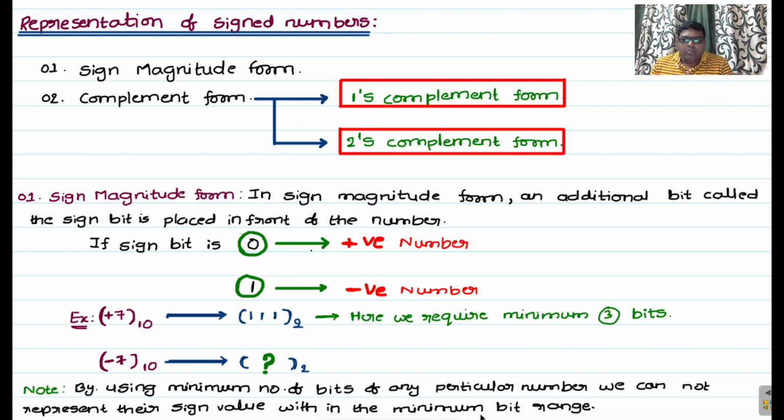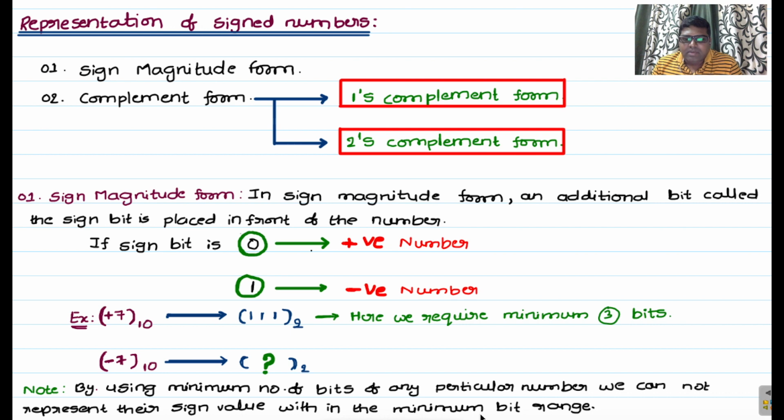Here I will give one statement regarding this minimum bits requirement. By using the minimum number of bits of any particular number, we cannot represent its sign value within that minimum bit range. For example, here we are taking 7 and I want to represent negative 7 in its binary format. First of all, positive 7 requires a minimum of 3 binary bits. By using those 3 binary bits, we are unable to represent the negative 7 value.